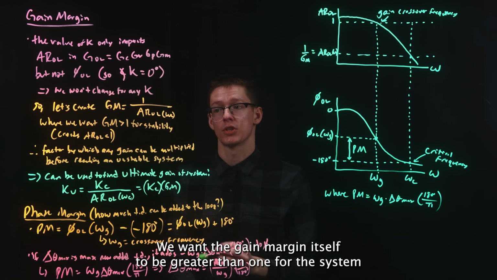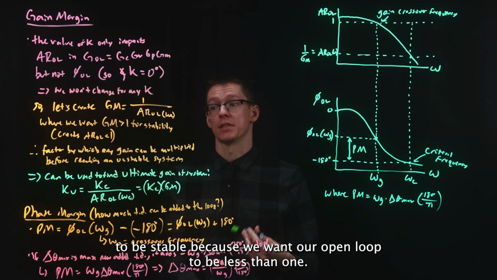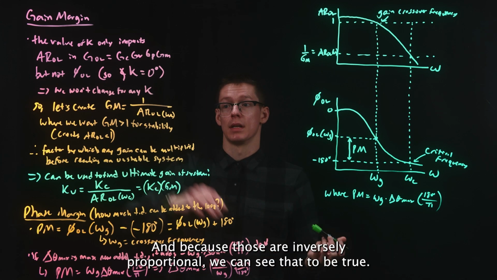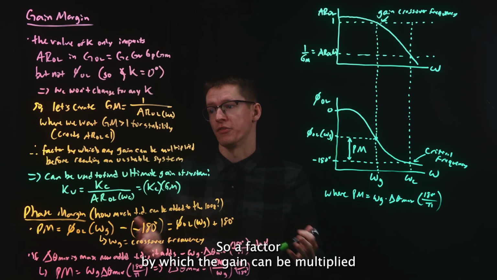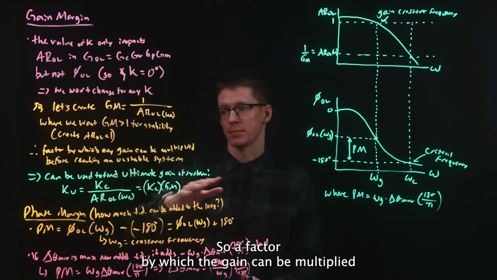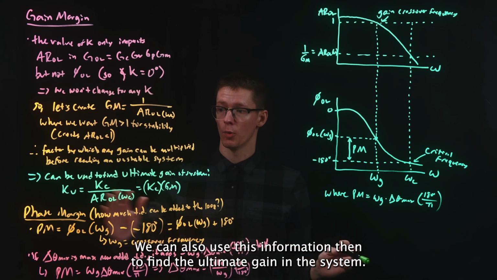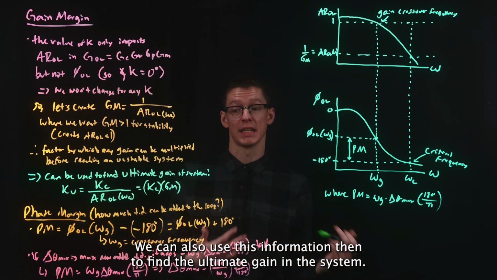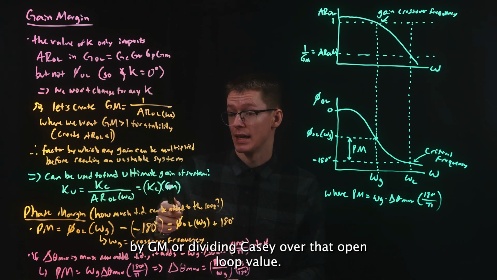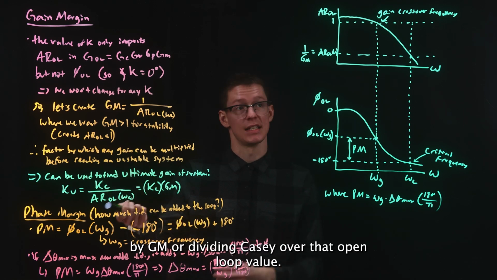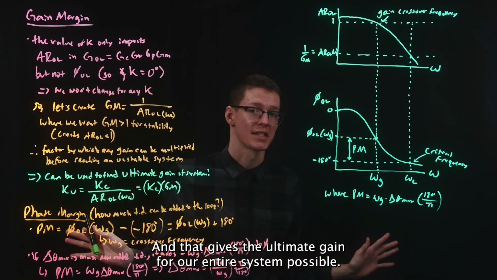We want the gain margin itself to be greater than 1 for the system to be stable, because we want AR open loop to be less than 1. And because those are inversely proportional, we can see that to be true. So a factor by which the gain can be multiplied before reaching an unstable system is really all we're searching for here. We can also use this information to find the ultimate gain of the system. We're multiplying the gain of the controller, K_C, by GM, or dividing K_C by that AR open loop value, and that gives the ultimate gain for our entire system.